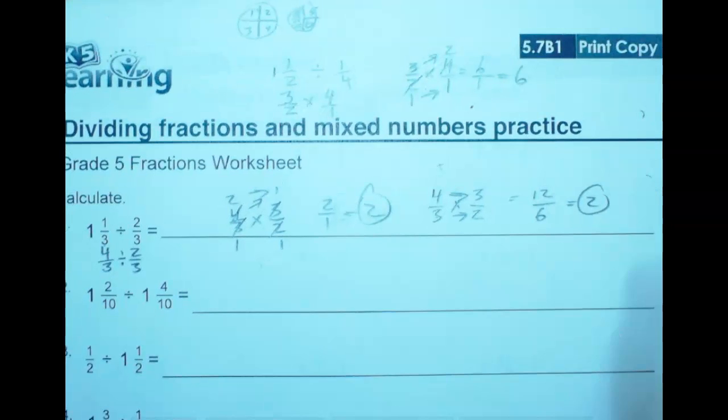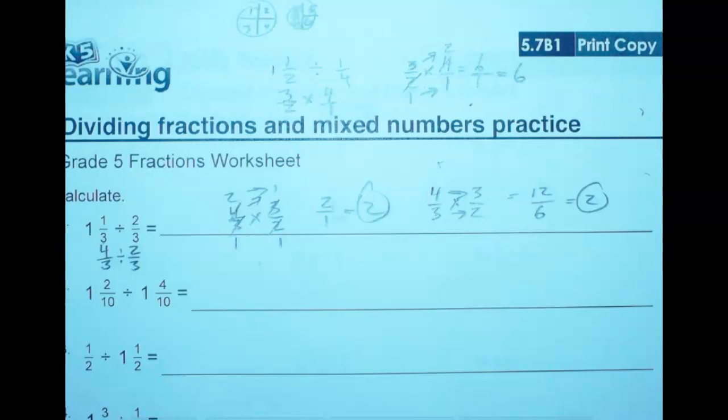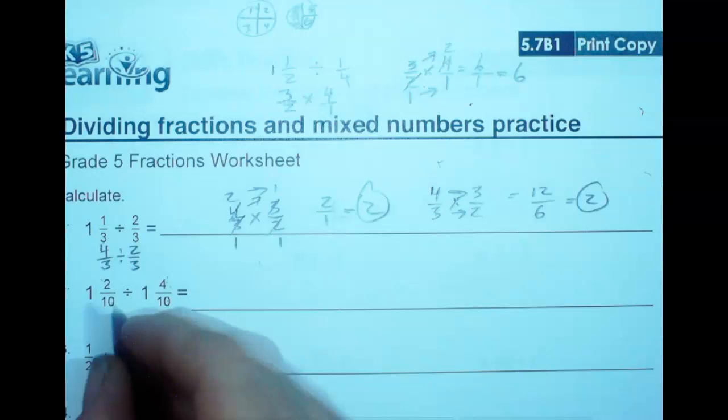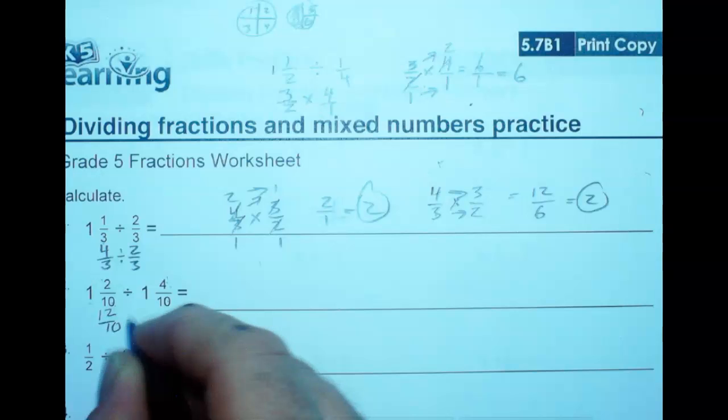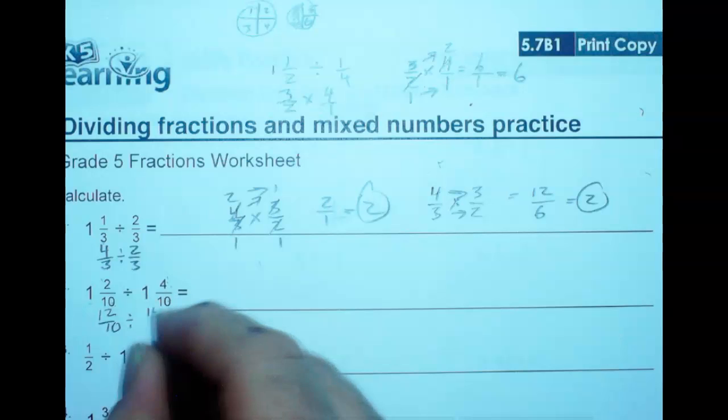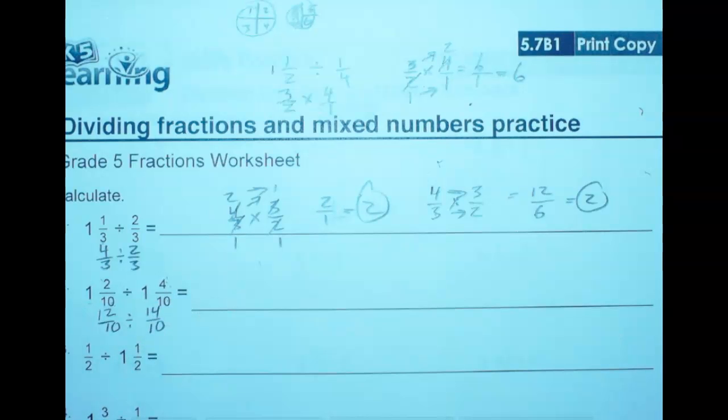Okay, I'll do this next one without any cross reducing. I'm going to have lots of reducing to do at the end though, because I can see that these are not in simplest form. So 1 times 10 is 10, plus 2 gives me 12/10. That's divided by 1 times 10 is 10, plus 4 is 14/10. Okay, now we haven't done the keep, change, flip. All we did was rename those.